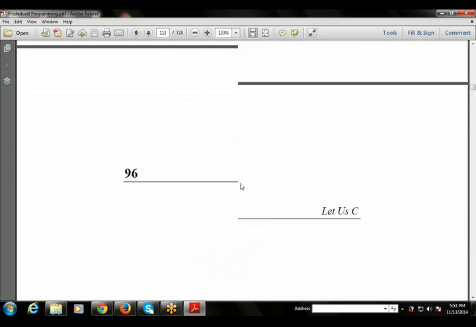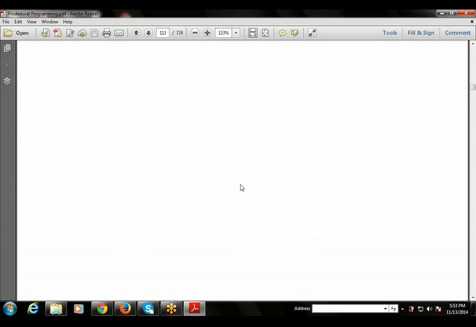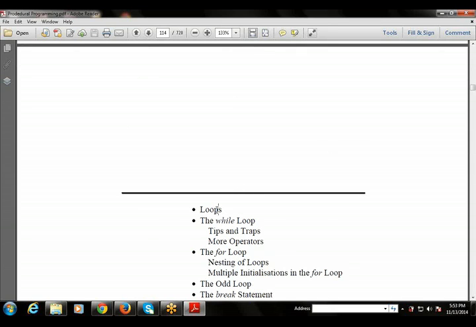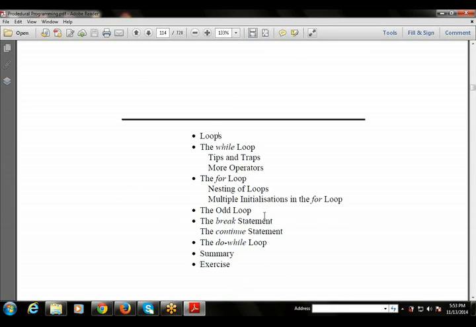Now the next chapter is looping, that is the loop. That is the next chapter that I will discuss in the next class. So let's stop over here. In the next class I will discuss with you the looping part. What is a loop? What are the types of loop that are available? So that's all for today's session.